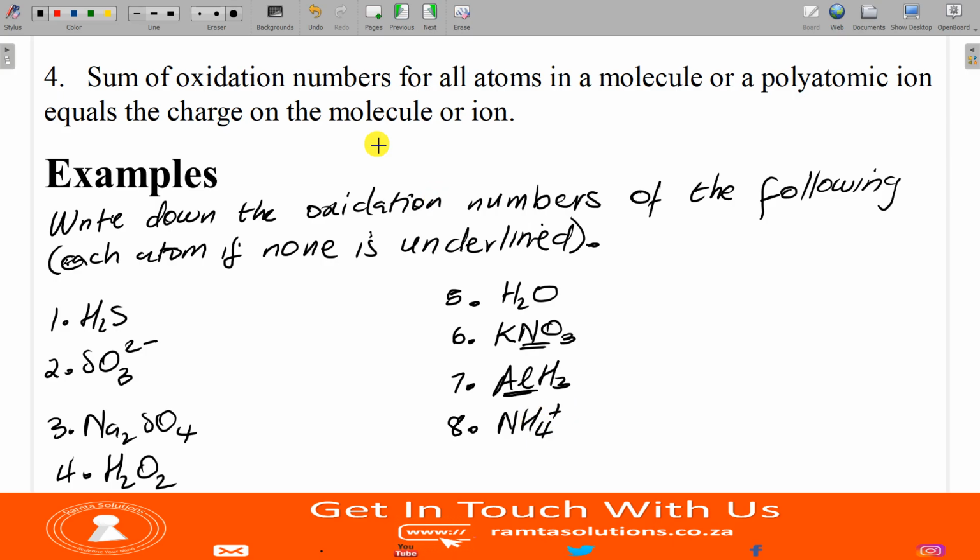Which one should I underline? Let me try this one here, the phosphate, PO4 minus. I'm going to underline P. Right? Okay.